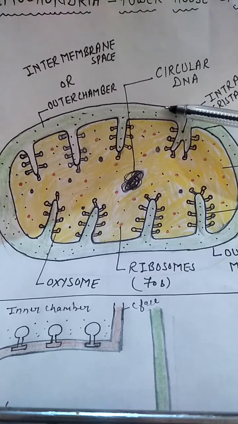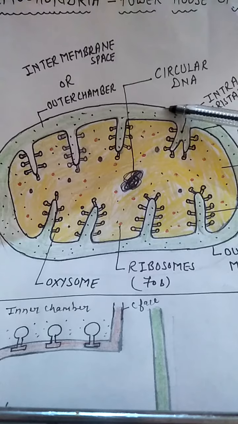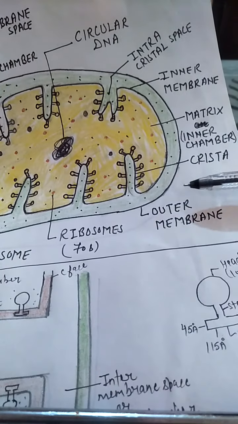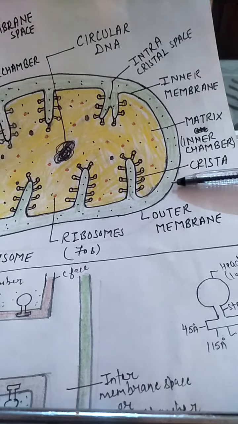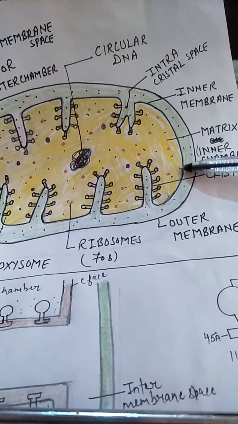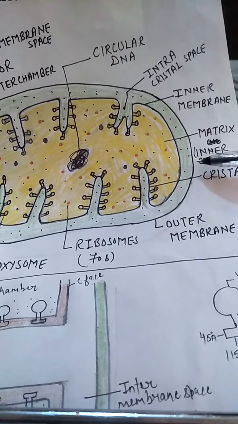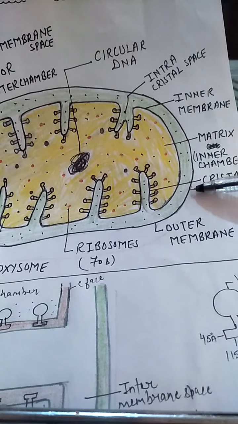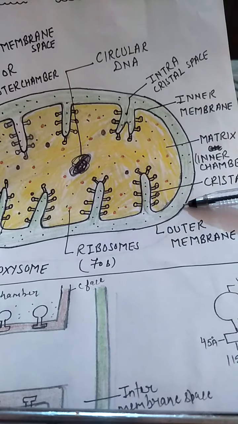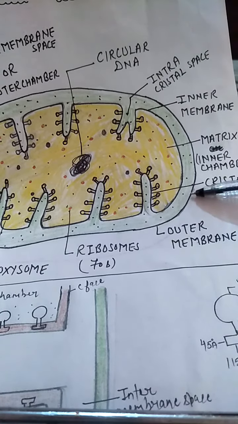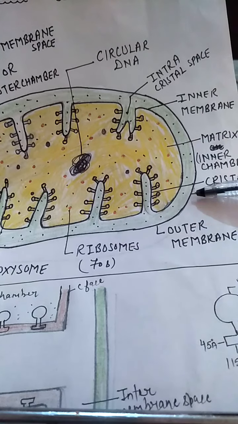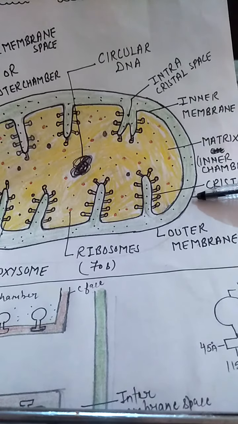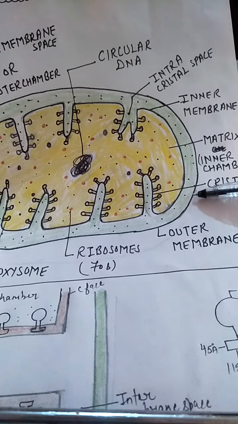It is covered by two membranes. This is the outer membrane, and this is the inner membrane. Firstly, I will discuss the outer membrane. The outer membrane is a smooth membrane. It is permeable, porin proteins are present, and it has 50% lipid and 50% protein.